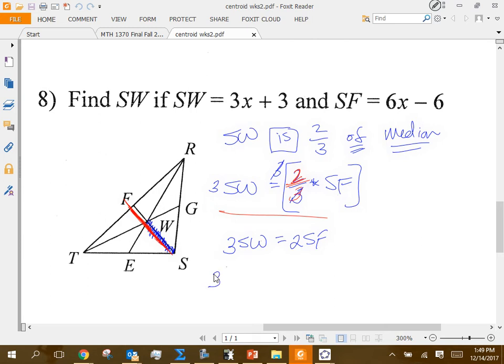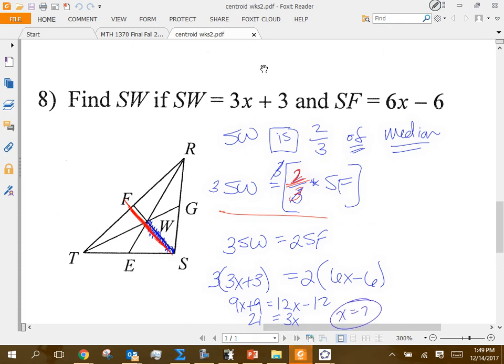I'm going to have 3x plus 3's, and we'll have 2, 6x minus 6's, and now we can do that algebra, right? Do we need to go further with the algebra? 9x plus 9 is equal to 12x minus 12, right? Yeah. Subtract 9x from both sides. Add 12 to both sides. X then ends up being 7. X is 7, then you can plug back in to find that that's going to be 24.